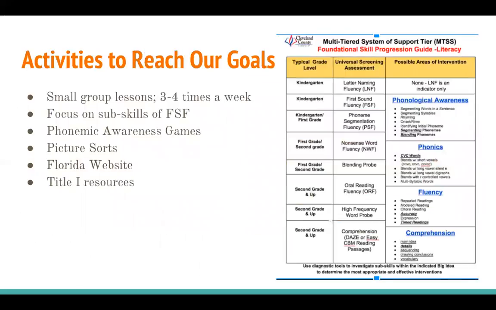So how are we going to reach these goals? We're going to have specific activities that help us reach these goals. We're going to have small group lessons 3 to 4 times a week with these students who are at risk.